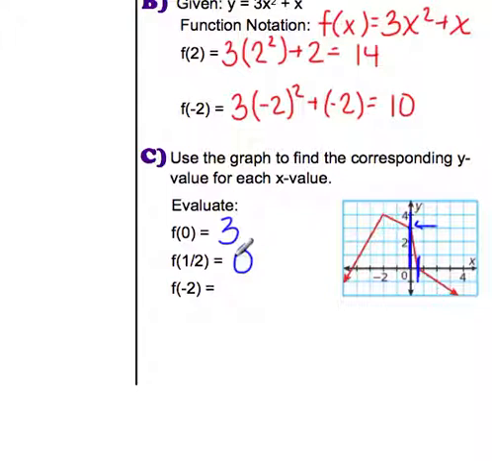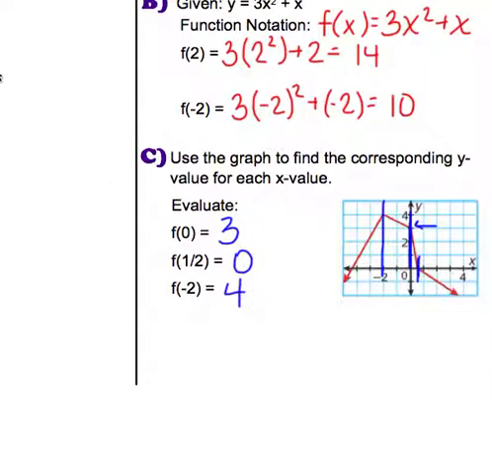F of -2, I'm going to go -2. Now some of you might be wondering, why am I drawing a vertical line if I'm looking at x values? That's because I need to draw the line through the x-axis at that point. So where x equals -2, y is equal to 4.